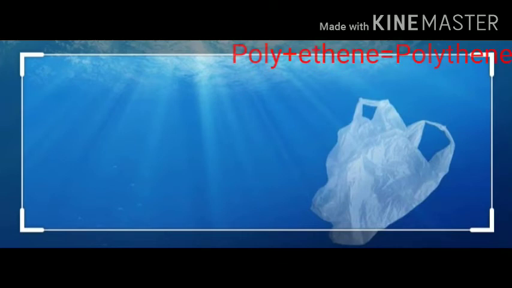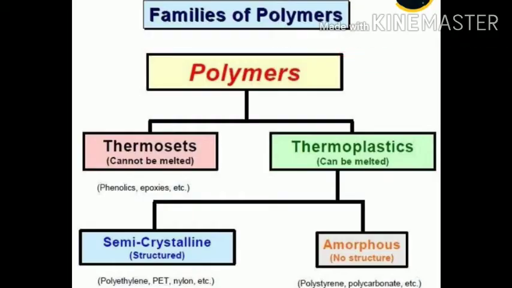Now we will go for its classification. There are mainly two types of plastics. Number one is thermoplastics, and number two is thermosetting plastics. Now come to the definitions. You have to understand through the definition what thermoplastics are. There are some types of plastics which melt easily and burn easily with the help of fire or heating.